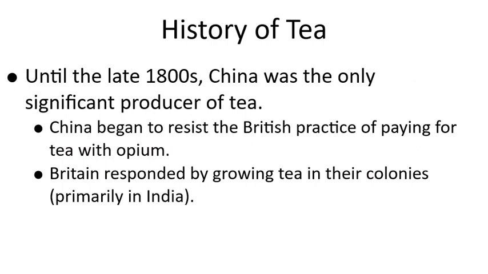Until the late 1800s, China was the only significant producer of tea. However, the Chinese began to resist the British practice of paying for tea with opium. This isn't terribly surprising, since the large quantities of the opioids flooding China were causing significant problems. However, rather than paying the Chinese in cash or some other valuable commodity, the British responded by moving tea production to their colonies, chiefly to India.